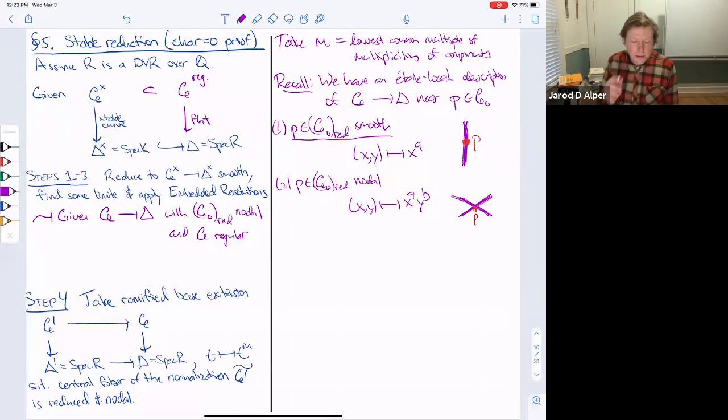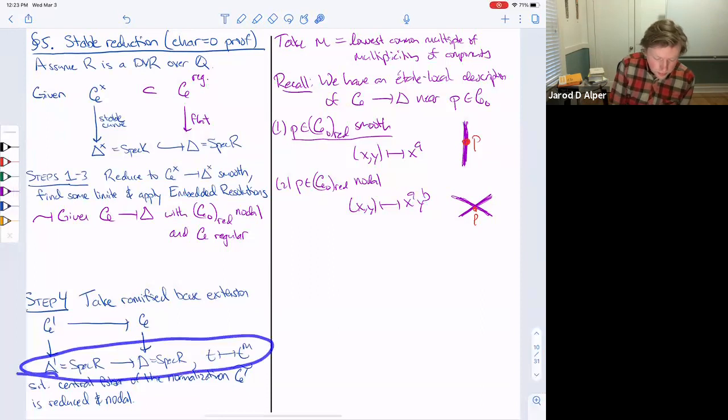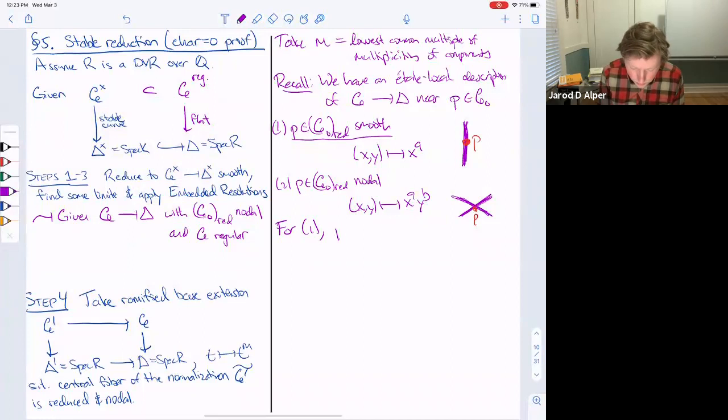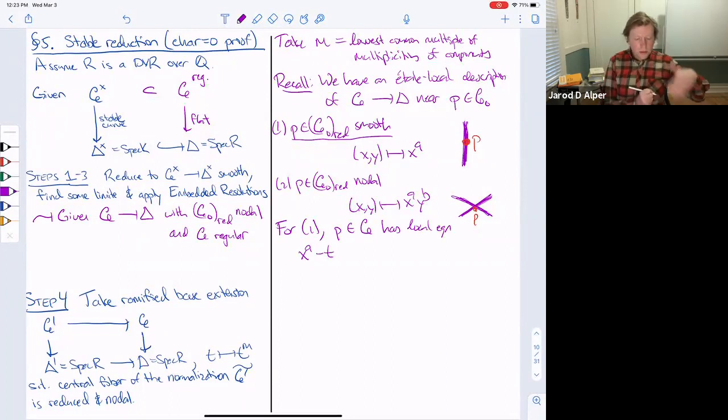We're taking the base change, t goes to t to the m, and what we'd really like to understand is not just C prime, but its normalization. So this is a local calculation. For one, P in the surface has a local equation x to the A minus t, right? T is the local coordinate of the base. So when t is 0, the fiber is x to the A.